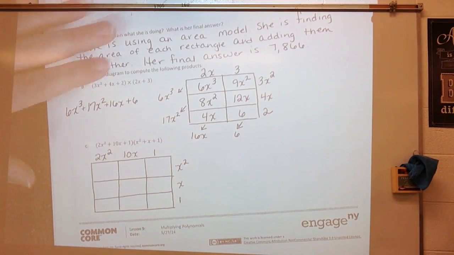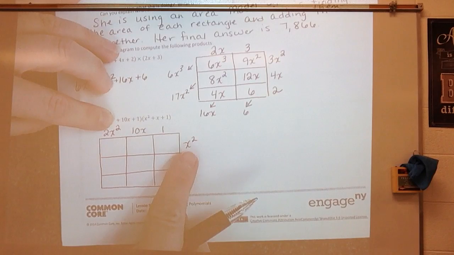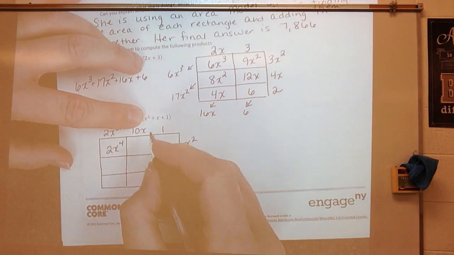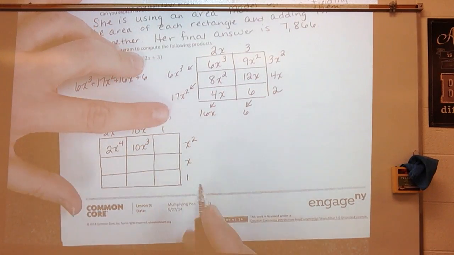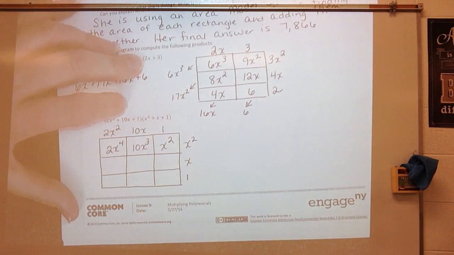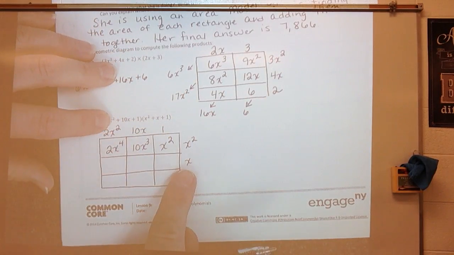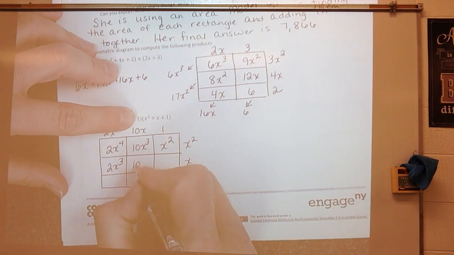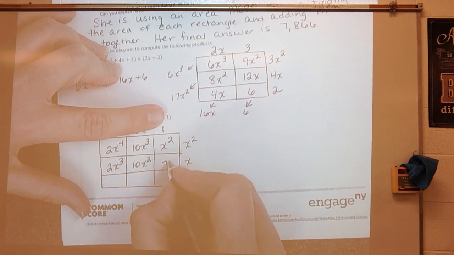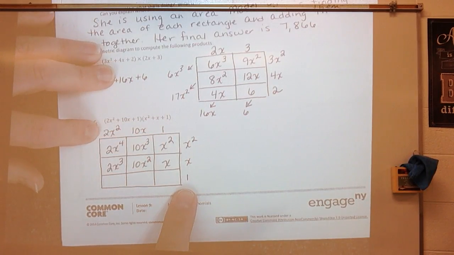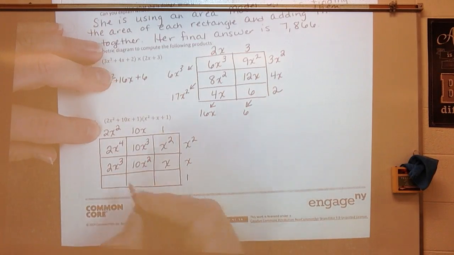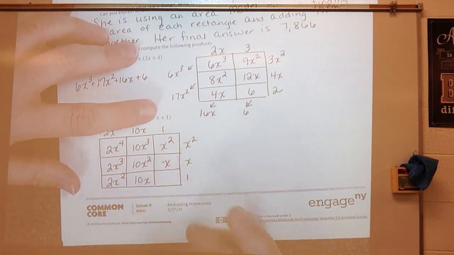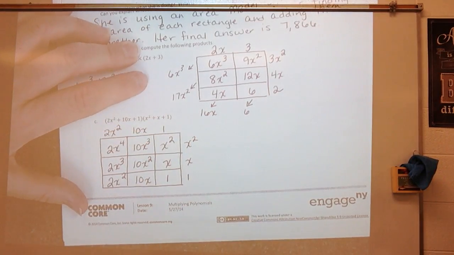Alright, now I do my multiplication. So 2x squared times x squared is 2x to the 4th. 10x times x squared is 10x cubed. And 1 times x squared is x squared. Multiply 2x squared times x is 2x cubed. 10x times x is 10x squared. 1 times x is x. 2x squared times 1 is 2x squared. 10x times 1 is 10x. And 1 times 1 is 1.